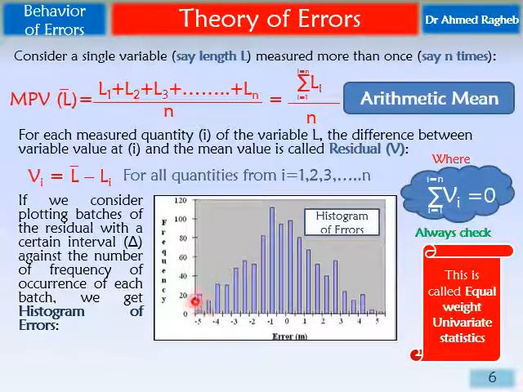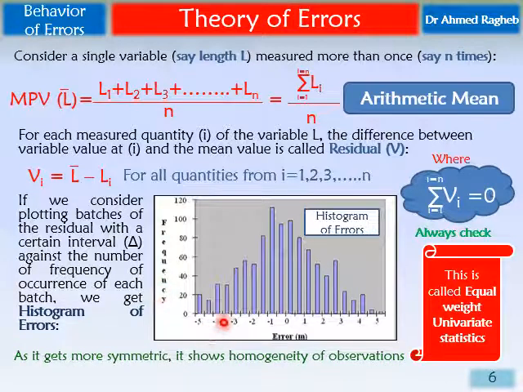From this histogram, you can see that the probability of small errors is large, the probability of large errors is small, and it's almost symmetric because the average value is at the mid value, and some of the errors are greater and some are smaller. So this is basically how we calculate the arithmetic mean, or the most probable value, for any variable, say length in this example, measured n times.